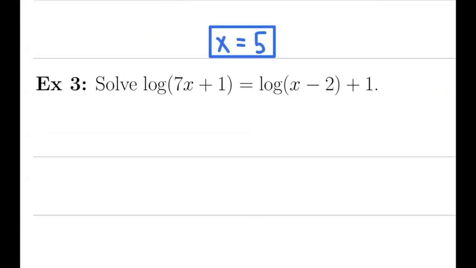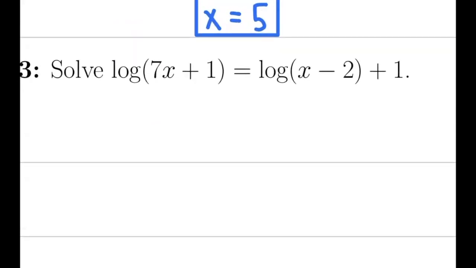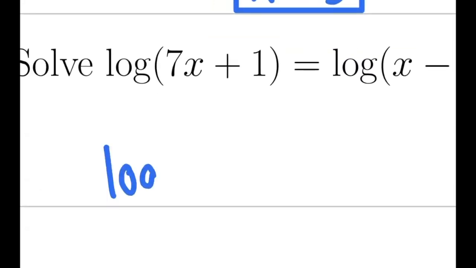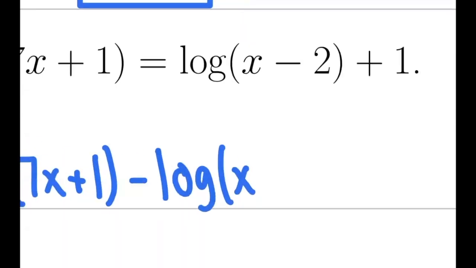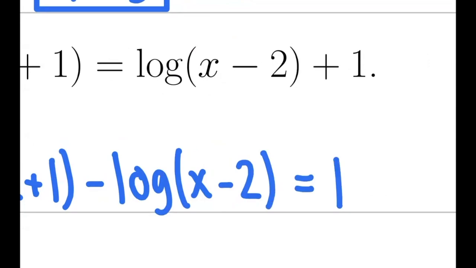So again, we're solving a logarithmic equation. This is the same idea as last time because we have 2 logarithms. What I need to do to solve this equation is use my log properties, and to use my log properties, I need to get all the logs on one side of the equation. So I'm going to subtract log of x minus 2 from both sides of the equation. So I'm going to get log of 7x plus 1 minus log of x minus 2 equals 1.